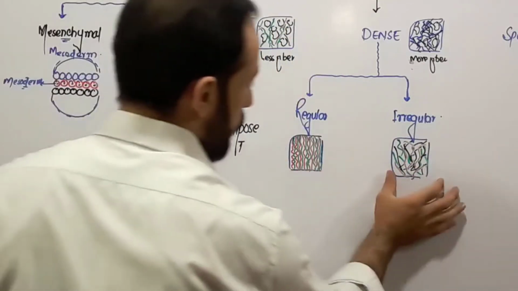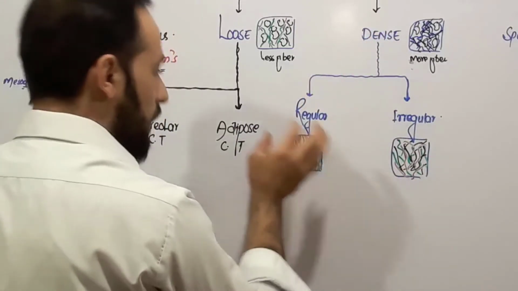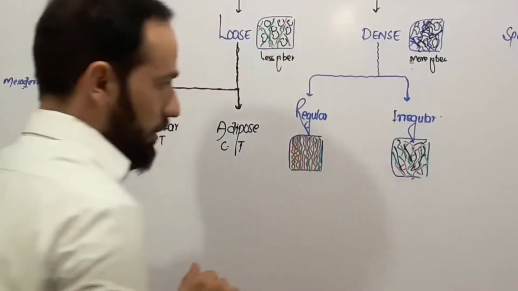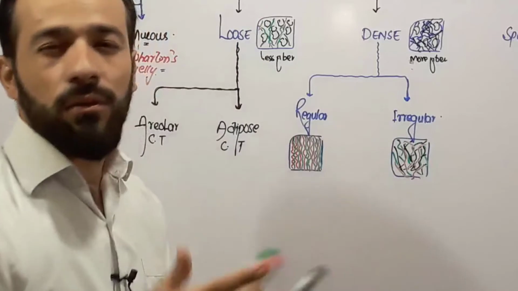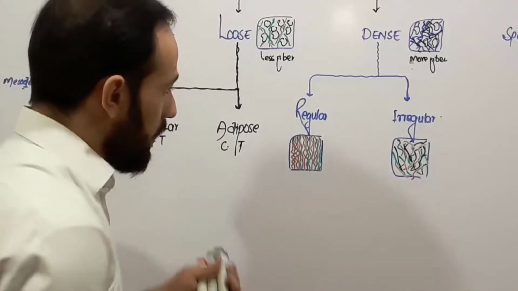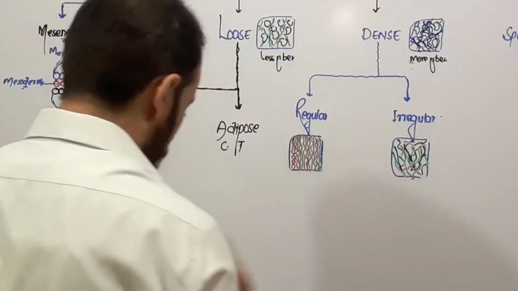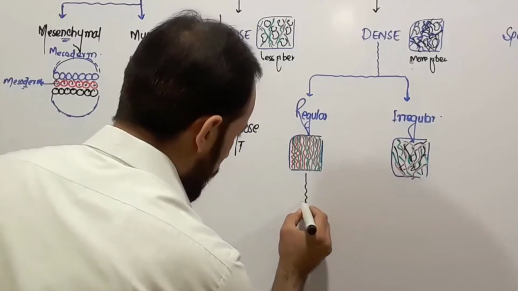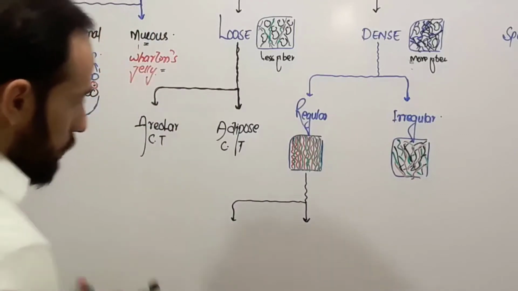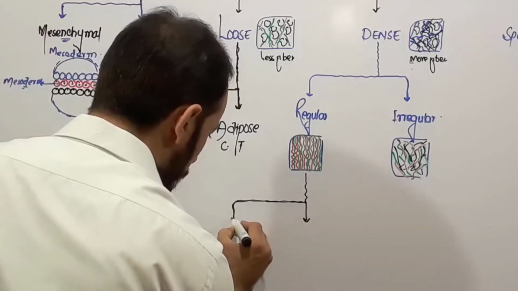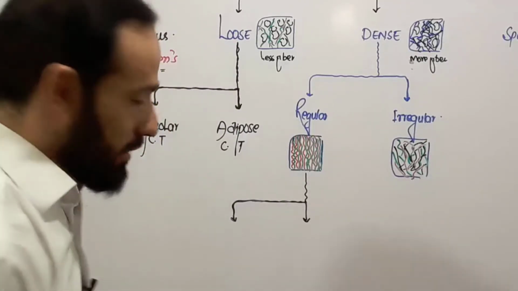Now look at the difference between both of them. So in regular dense connective tissue, the fibers are very dense but have a very specialized arrangement. In irregular dense connective tissue, the fibers are many but they have an irregular type of arrangement. Right. So regular connective tissue and irregular connective tissue. Now the regular dense connective tissue is further classified into two types. And what are those two types? Very easily, the white fibrous and the yellow elastic.